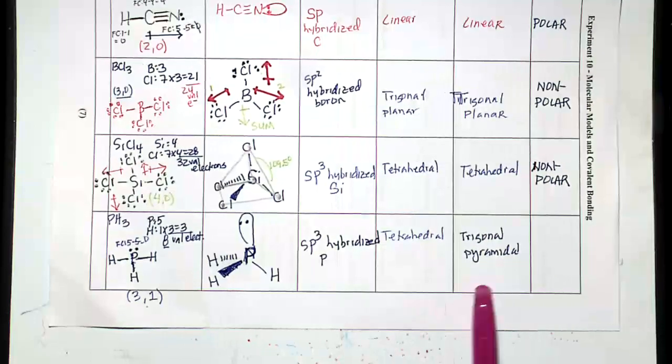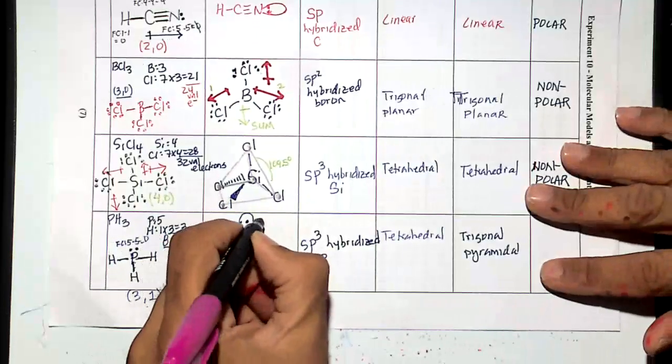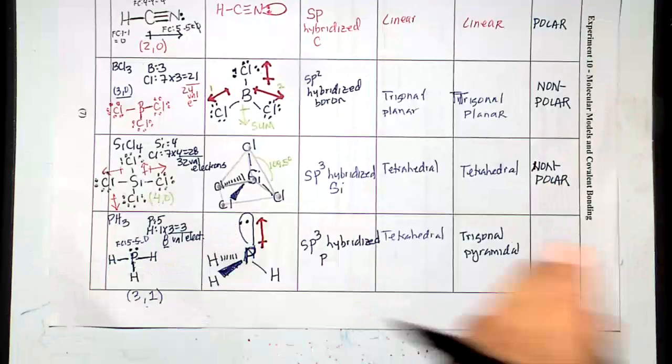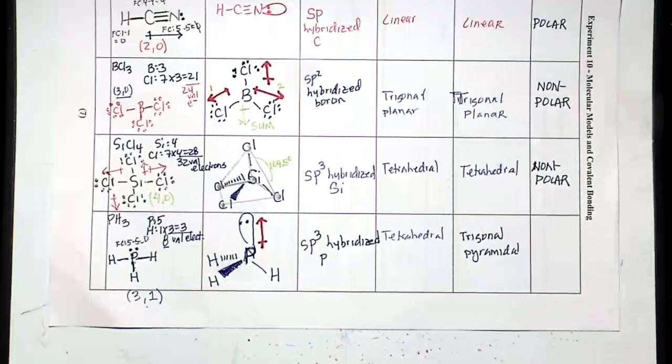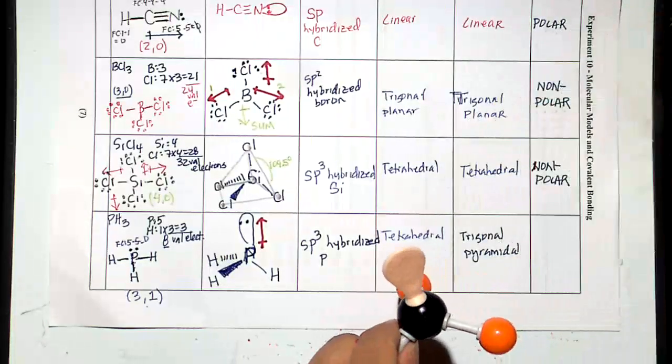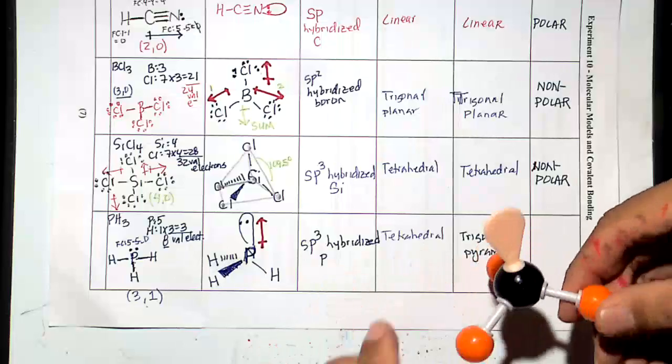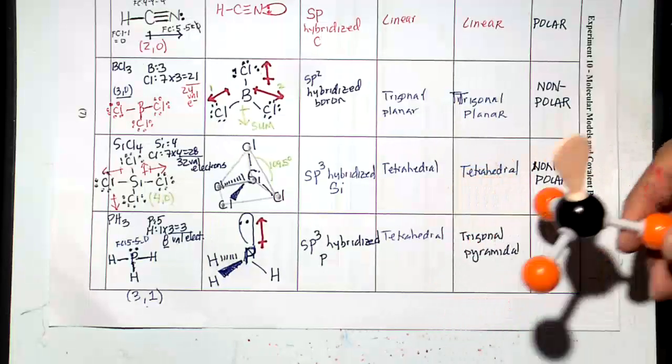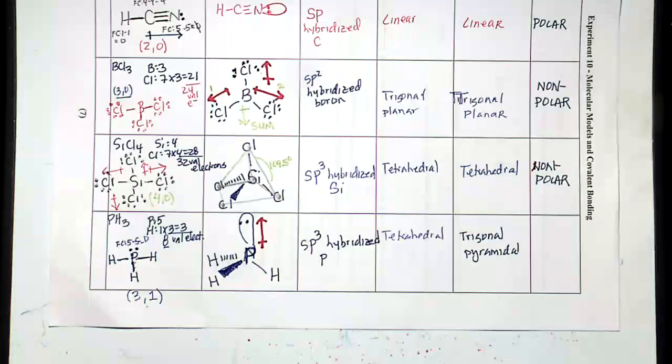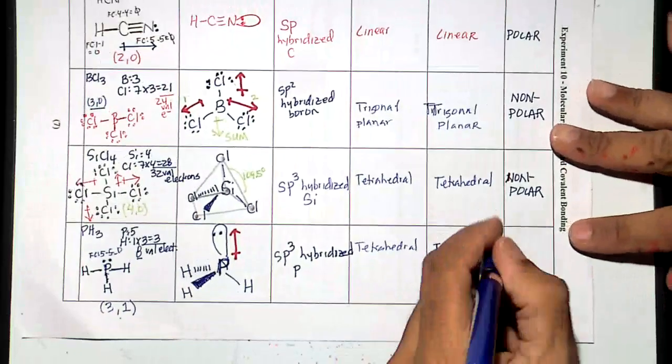Is this polar or non-polar? The molecule is asymmetric. The molecule has this lone pair that's going to distort the structure. The electron pair is negatively charged. So yeah, this is polar.